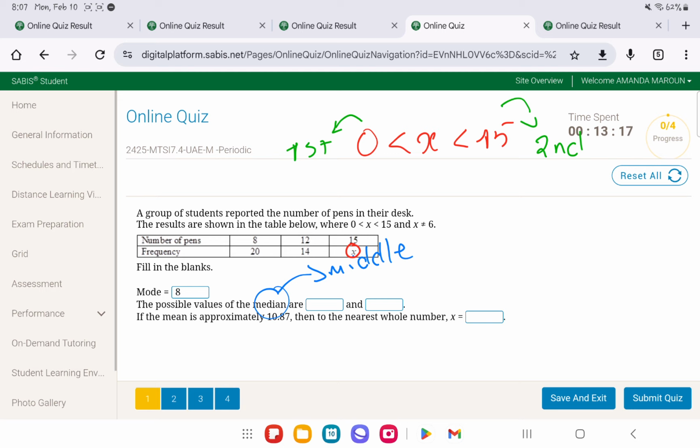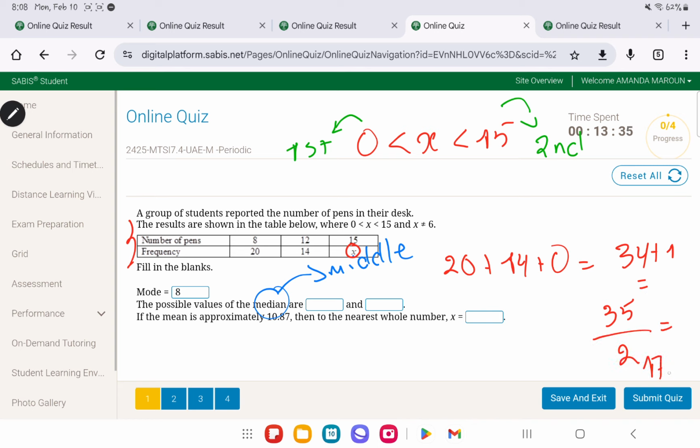If we're going to find the median, we first need to add all of the frequencies. So it's 20 plus 14 plus 0, which is equal to 34. Now, whenever we're dealing with a table like this, we always have to add 1. So it becomes 35. Then we divide it by 2 to get 17.5. Next, we find the cumulative frequency. If x is 0 in this case, then the cumulative frequency is going to be 20, 34, and then 34 again.